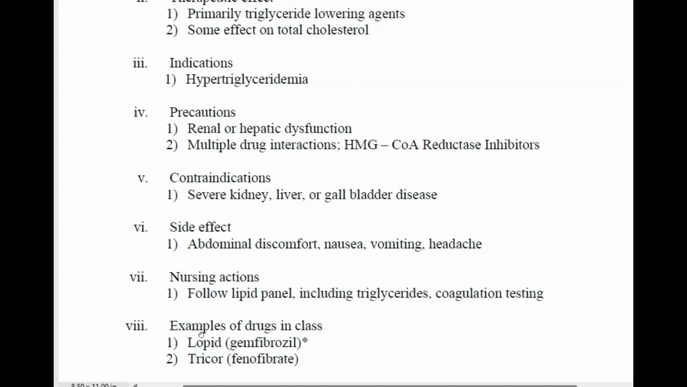That's a very important component of the lipid panel, because primarily the purpose of this medication is to lower triglycerides. It also has some effect on coagulation, so it's very important to check the coagulation tests. Examples of these drugs: a common one is Lopid, or gemfibrozil, and there's also Tricor, or fenofibrate. Again, remember the ones with the asterisk, so gemfibrozil.